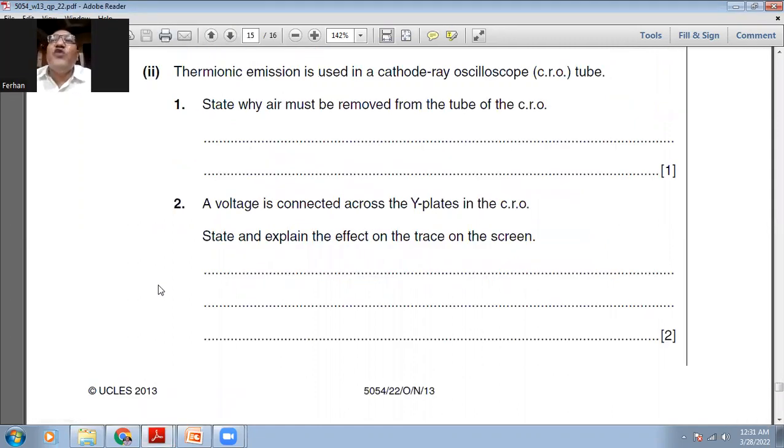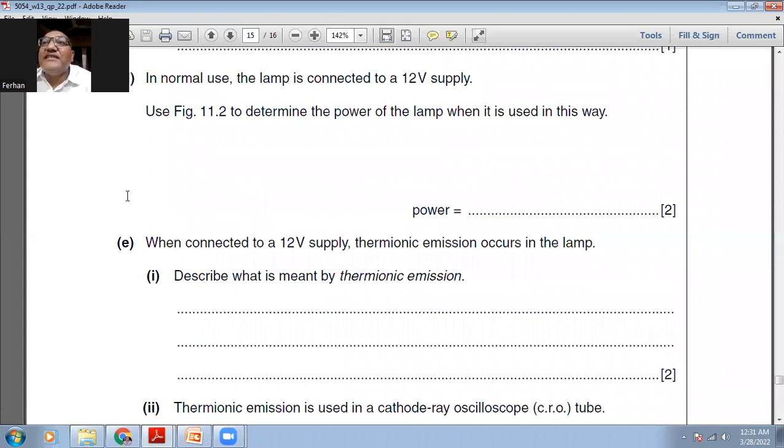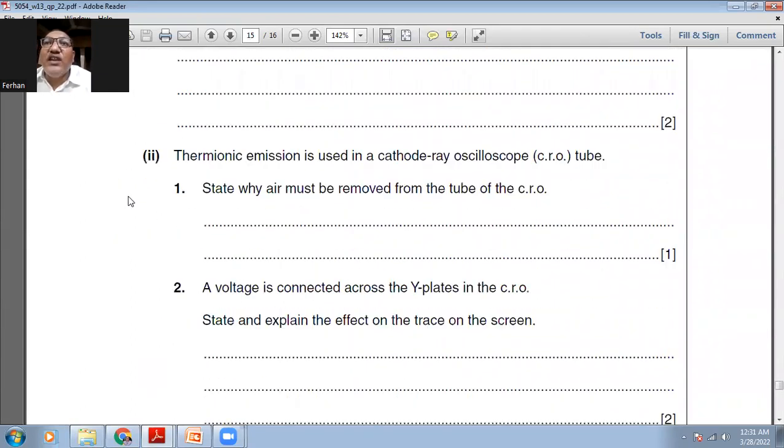He says a voltage is connected across the Y plates in the CRO. State and explain the effect on the trace on the screen. You see, when a voltage is given to the Y plates, the trace on the CRO screen moves vertically. It can move up and it can also move down.